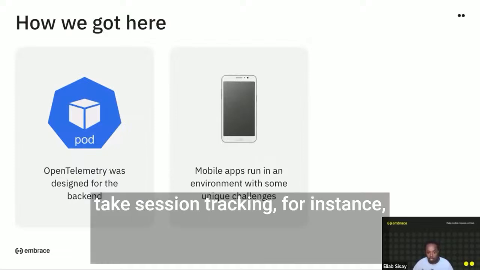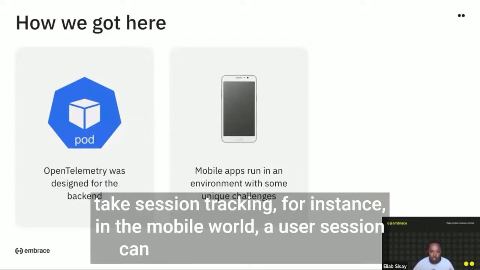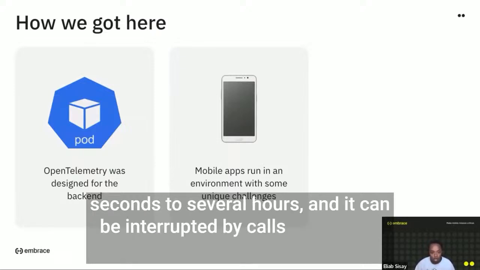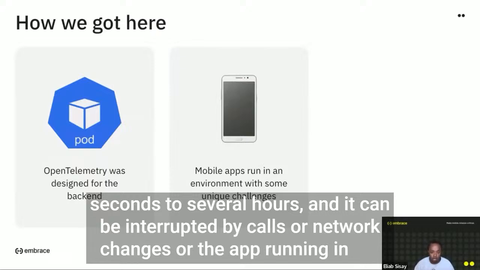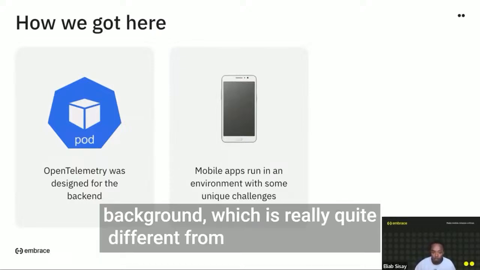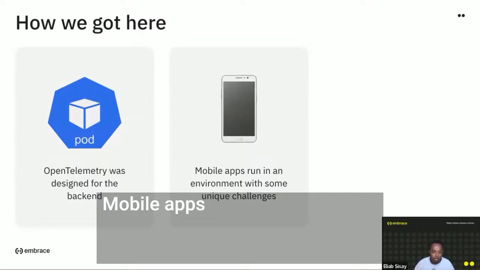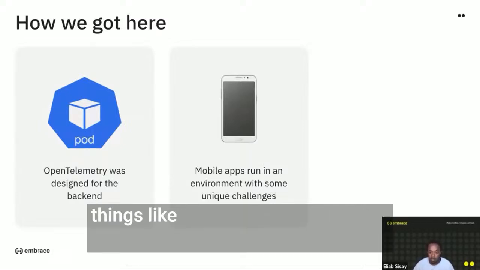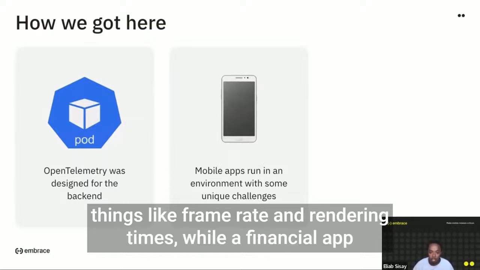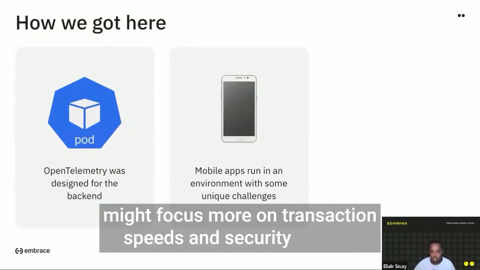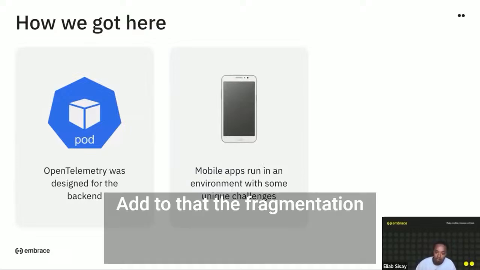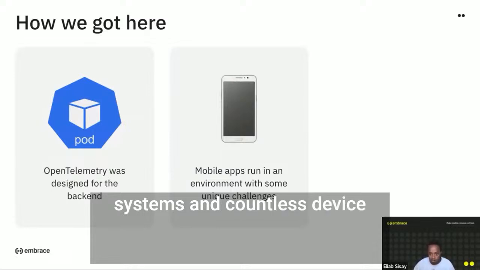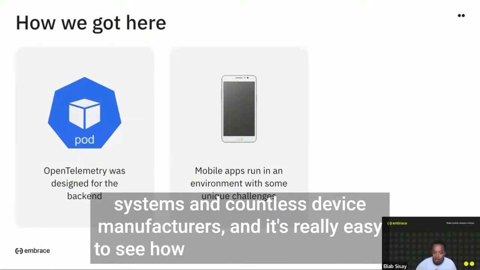Take session tracking, for instance. In the mobile world, a user session can be anything from several seconds to several hours, and it can be interrupted by calls or network changes or the app running in the background, which is really quite different from what you see server side. Mobile apps themselves are also extremely different. A gaming app, for example, needs to track things like frame rate and rendering times, while a financial app might focus more on transaction speeds and security events. Add to that the fragmentation in the mobile ecosystem, where you've got multiple operating systems and countless device manufacturers, and it's really easy to see how complex that becomes.